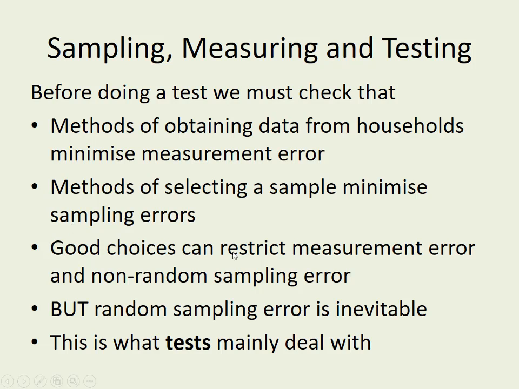And if you make good choices, then you can keep measurement error down to a minimum, and you can restrict non-random sampling error down to a minimum. But it's really tough to get rid of all the random sampling error. Inevitably, luck is going to play a part, however you design it. That means that your random sample might throw up people that are a little bit too high on average or a little bit too low on average. So that's what tests mainly deal with, the fact you can't entirely get rid of random sampling error.